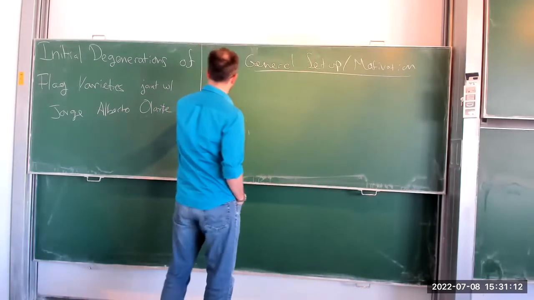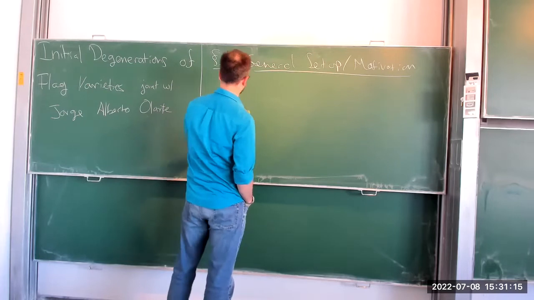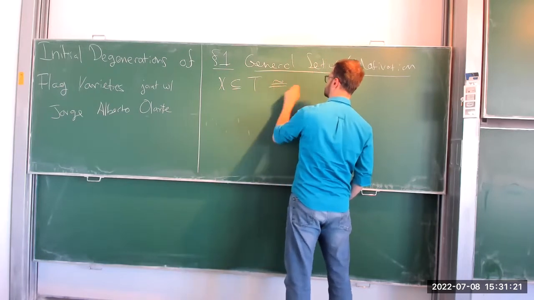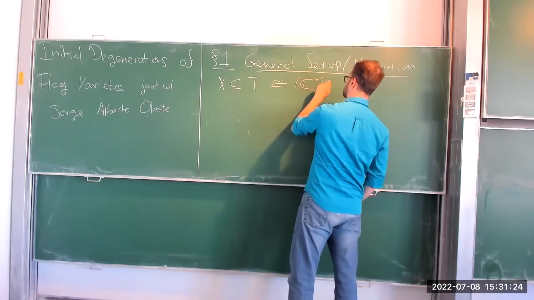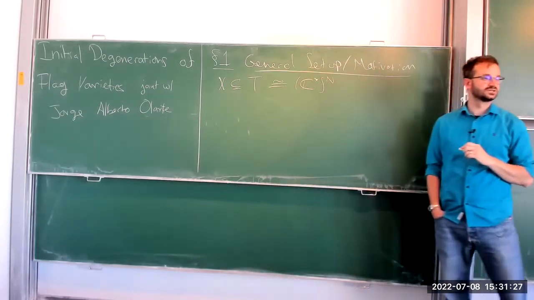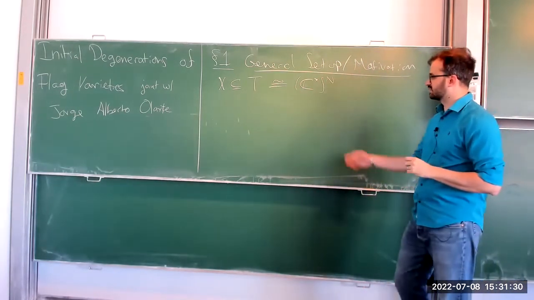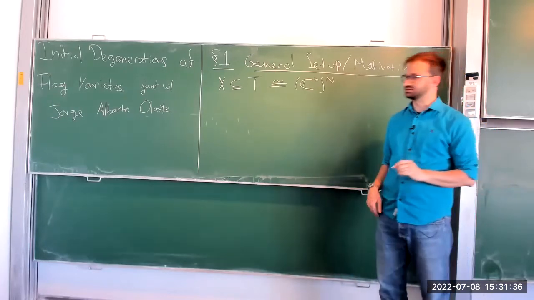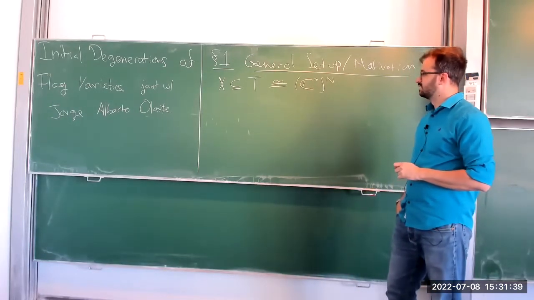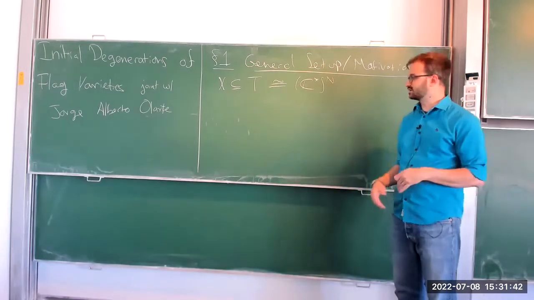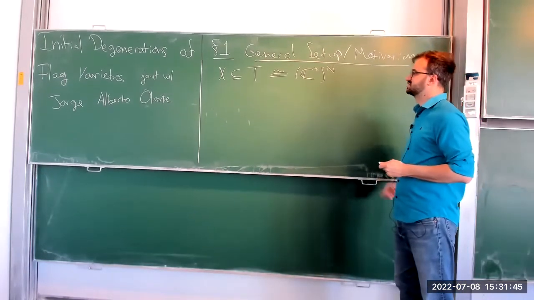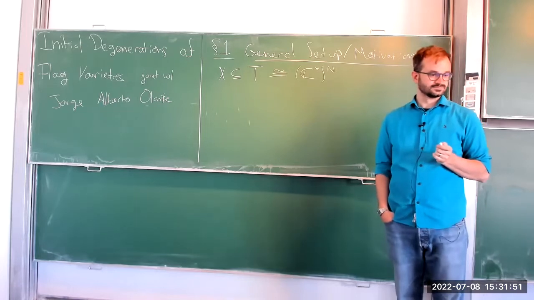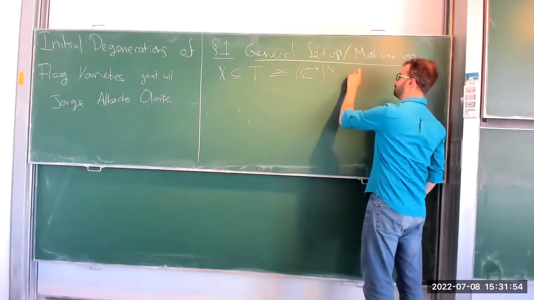Right, so the general setup is the following. You start with some subvariety X of some torus T, say this is isomorphic to C star to the N. It will be important that we're working over a characteristic zero algebraically closed field, so for this whole talk, we'll use the complex numbers. Maybe I'll comment later why this is important. It amounts to the fact that we'll be dealing with matroids and realizability. Okay, so this is some closed subvariety.